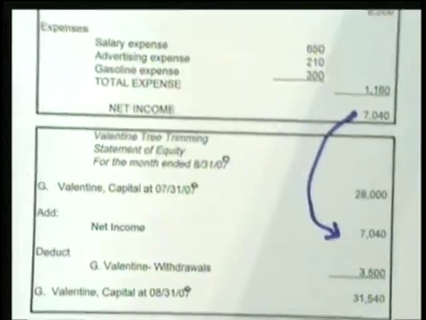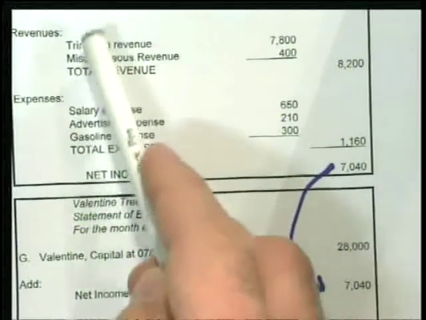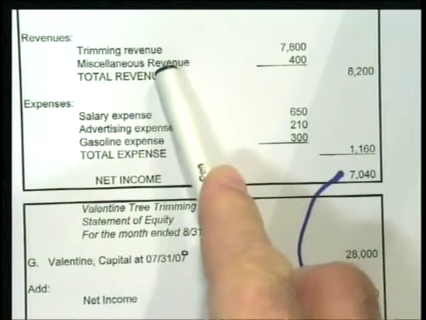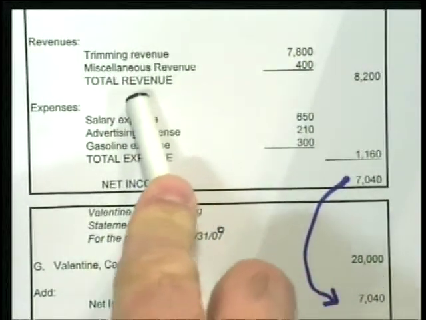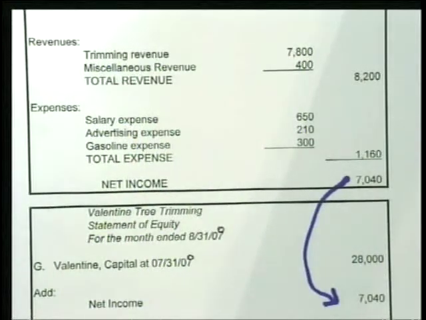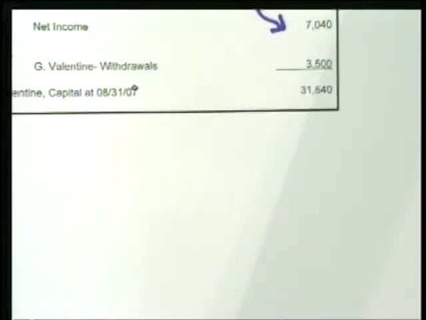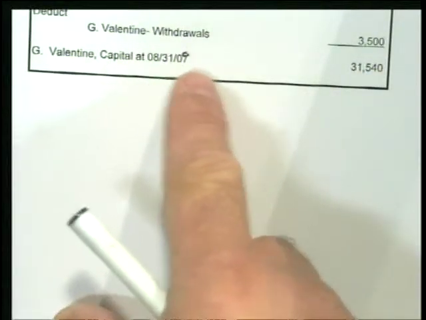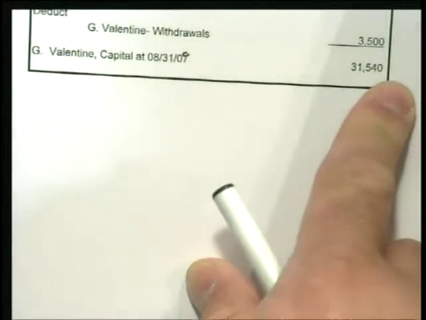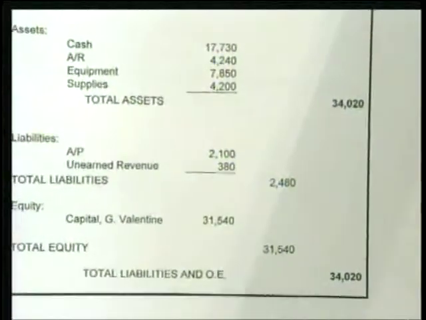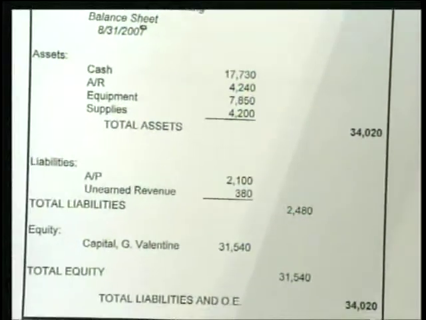Did you guys get this pretty much? Also notice that before we leave these two, unearned revenue is not listed up here, correct? Did anybody accidentally list it up there? That's a common mistake. And if you do that, the balance sheet will still balance in the very end, even though it's wrong. So remember, unearned revenue is a liability, not a revenue. Okay? Well, what is our balance of capital at 8/31/09? It's 31,540. And when we go over to the balance sheet, there it is right there, 31,540. Okay?